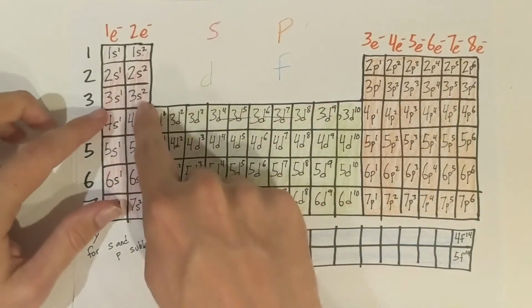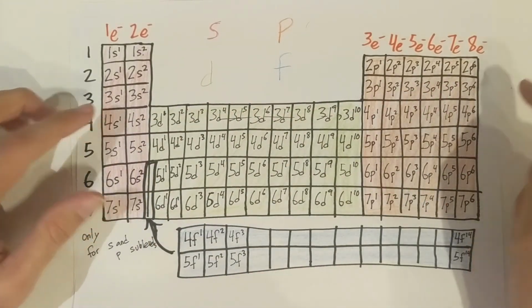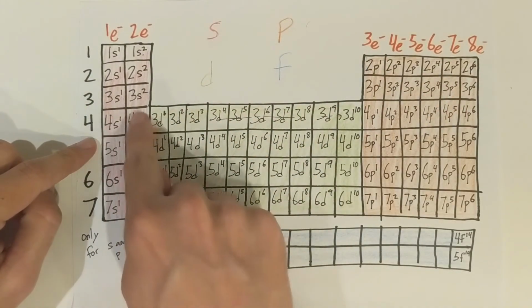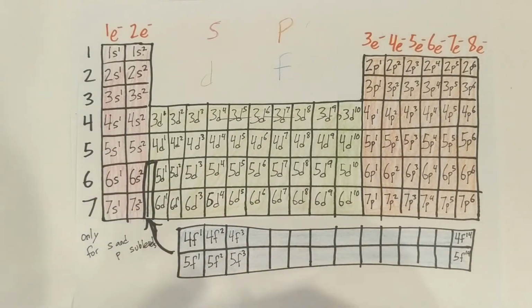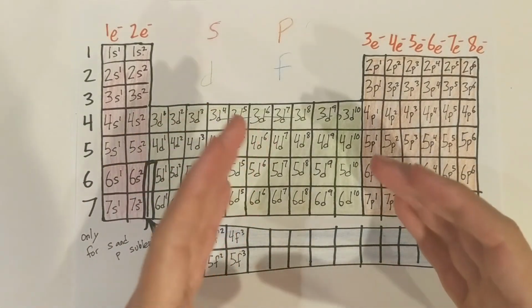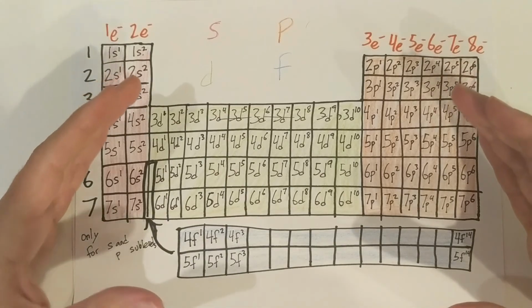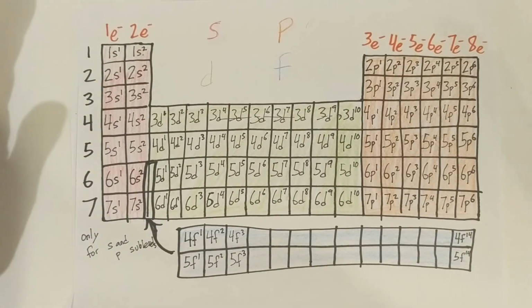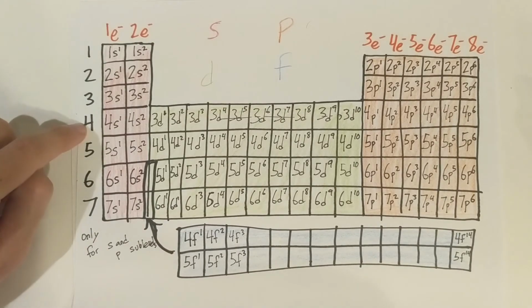And after the S and the P sublevels are filled, we start filling up the fourth energy level. So that's why we can think of our first energy level having 2 spots, our second energy level having 8 spots, and our third energy level also having 8 spots before we move into that fourth energy level.